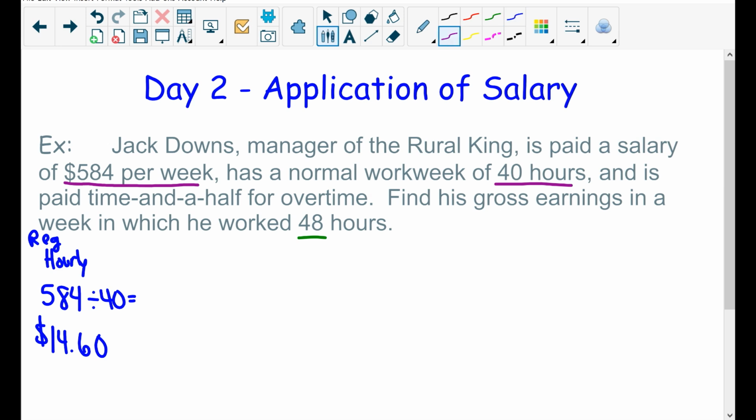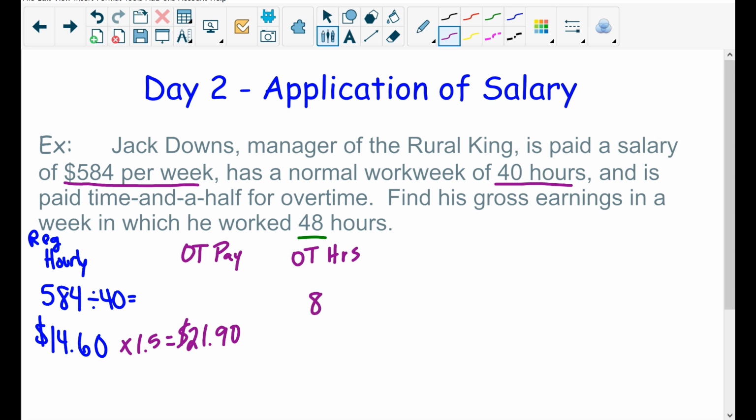So now let's talk about overtime. Let's find the overtime pay. How do we find the overtime pay? Yep, multiply that by 1.5 and we get what? $21.90. Good. So next thing here, how many overtime hours did he work? Good. So 48 hours total, 40 of those are regular. That means 8 overtime hours.